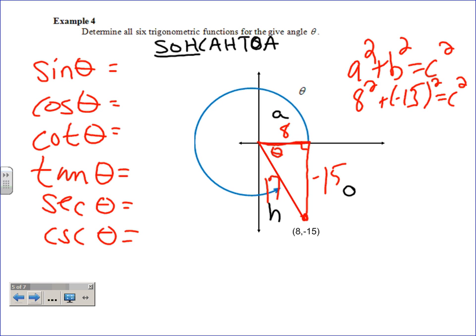All right. So if you do sine, it's opposite over hypotenuse, and so it is negative 15 over 17. Are you in agreement with that? Any questions on that? All right. Cosine then, according to SOHCAHTOA, is adjacent over hypotenuse, which is 8 over 17. And again, we're going to go down to tangent next, which according to this, is opposite over adjacent, so negative 15 over 8. And I should probably put that in the right spot.